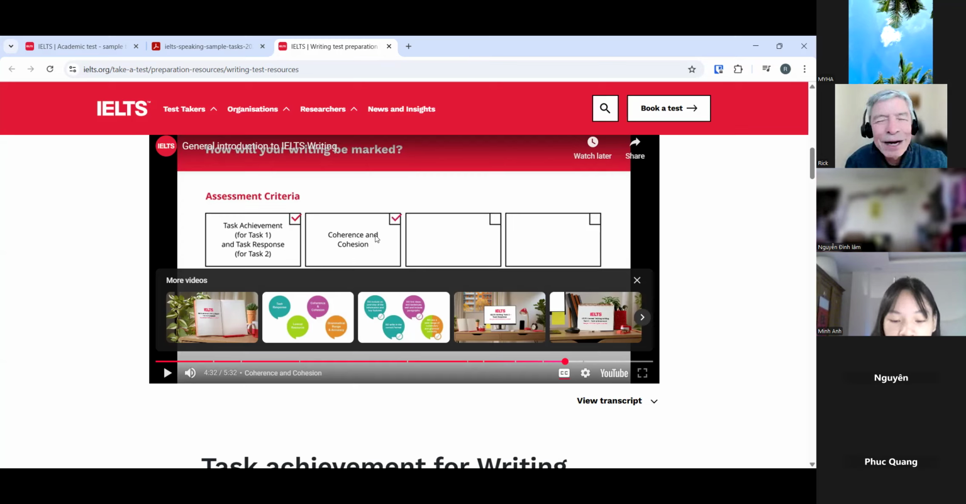Okay, this is what I mean by following the correct structure. And that is what this category, coherence and cohesion, is about. Are you following the correct structure? And does your answer make sense? Okay, first paragraph of your answer, writing task 1, is always a paraphrase.